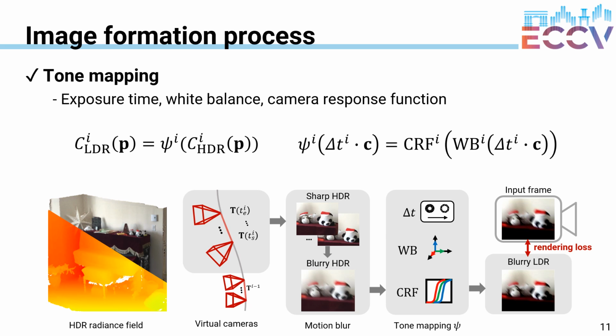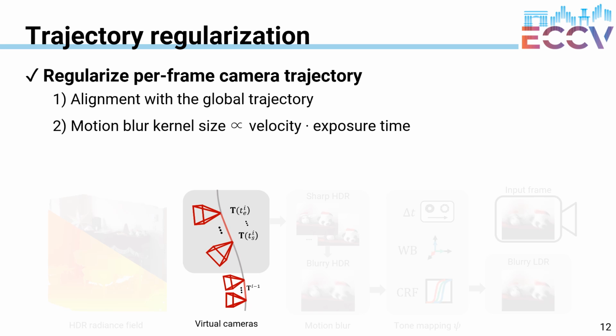We apply a rendering loss between the simulated image and the input frame, and optimize per frame camera trajectory and tone mapping variables. Additionally, we propose a trajectory loss that regularizes the per frame camera trajectory during the exposure time.